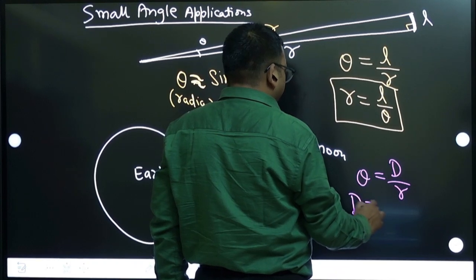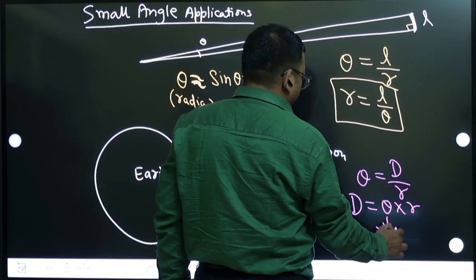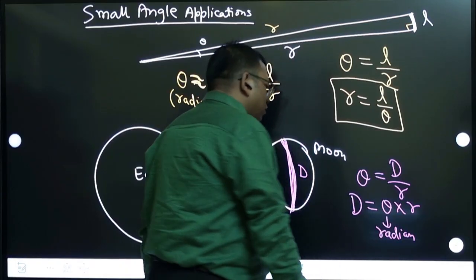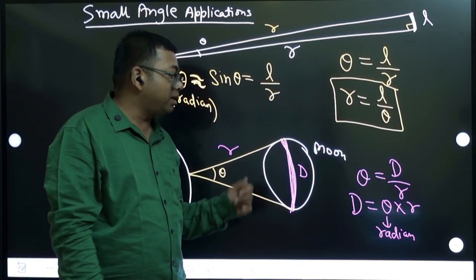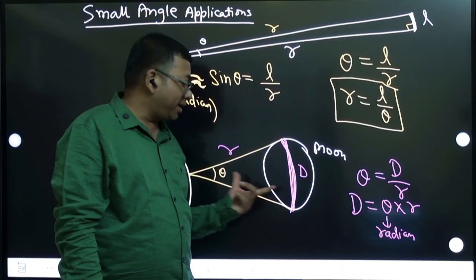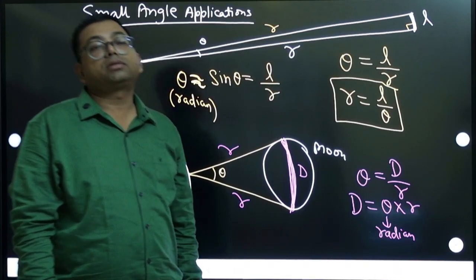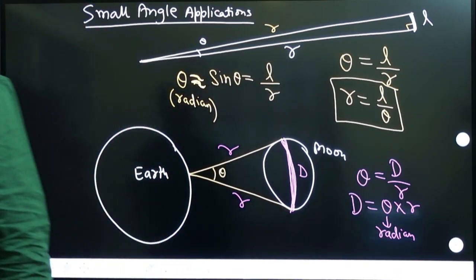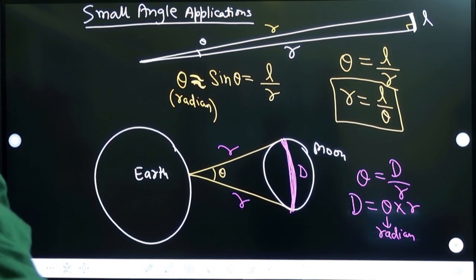The diameter of the moon can be calculated as theta into r. Theta is again in radian. There should not be any confusion in this. So the diameter of the moon can be calculated approximately as this angle theta in radian multiplied by the distance between Earth and Moon. These are the applications. Beginning from this chapter, distance measurement and units and dimension, you will see in NCERT and many other textbooks these applications are given.